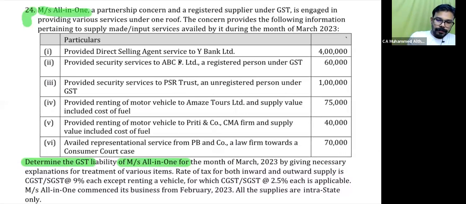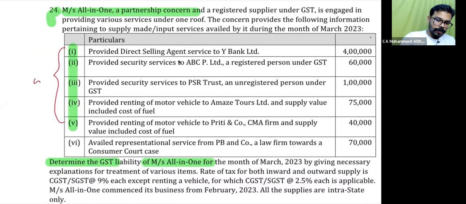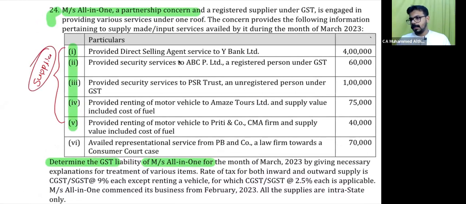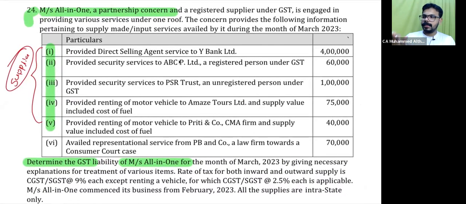Anyway, All-in-One is a partnership firm concern. That is the first thing you have to notice. Then they have provided these 5 services. The sixth one, I'll tell you. They provide these 5 services, so they providing means they are the suppliers. So the All-in-One partnership firm is the supplier of these 5 items. So they are asking what is the GST to be paid by the All-in-One partnership firm. That is the question.